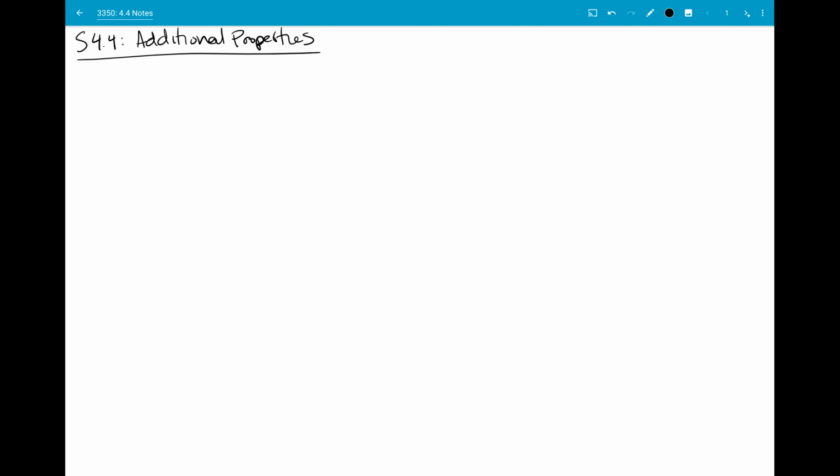Right, so section 4.4 is more properties that help us take the Laplace transforms of more complicated functions so we can solve even more types of differential equations.